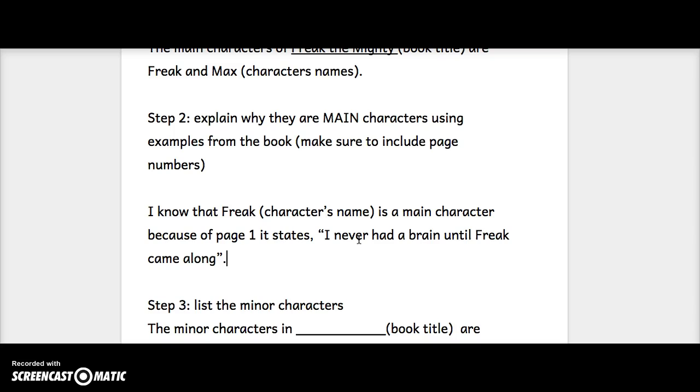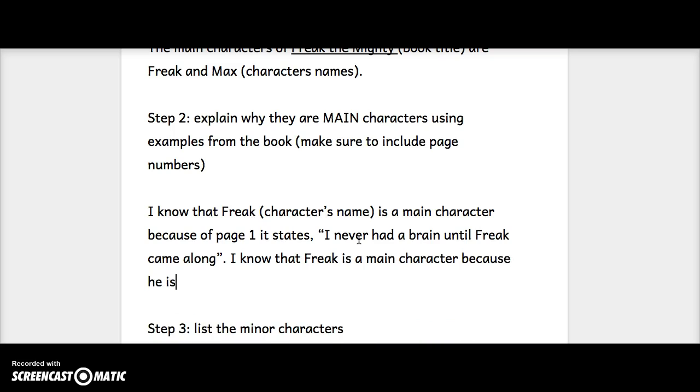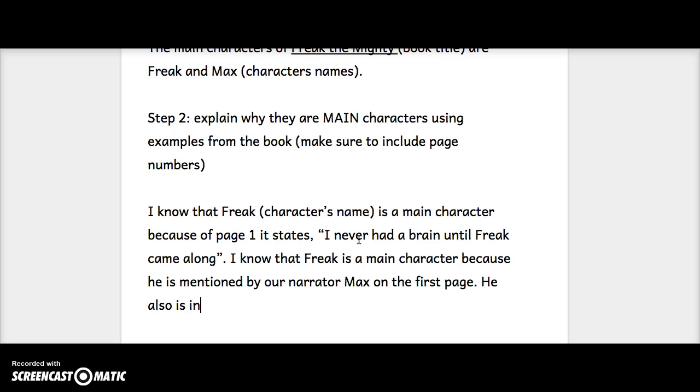And I use that quote for an example, and I'm just going to actually write my thinking because it's always good to show my thinking as a reader, especially in these I can statements. I'm going to say, I know that Freak is a main character because he is mentioned by our narrator, Max, on the first page. He also is in all of the main action of the story.